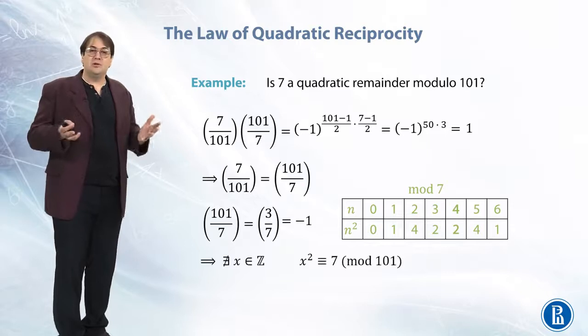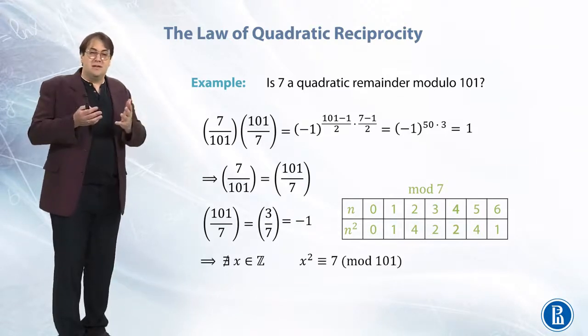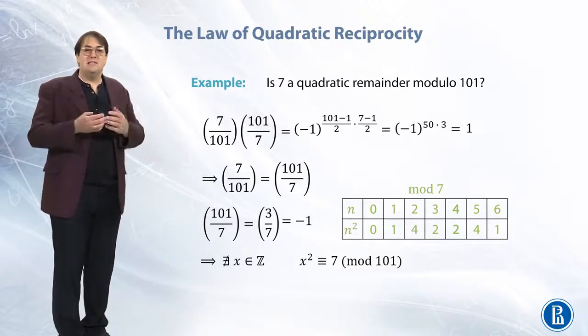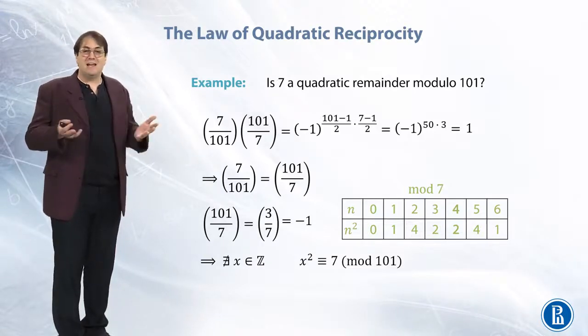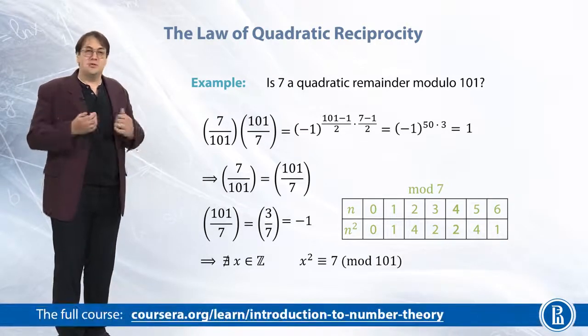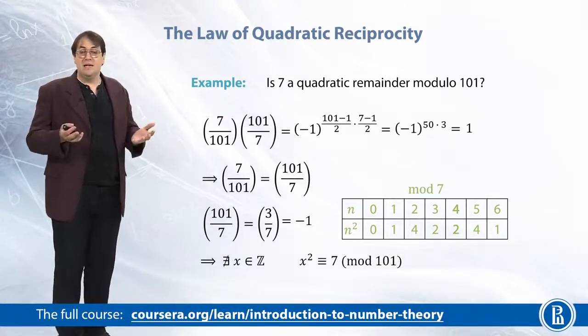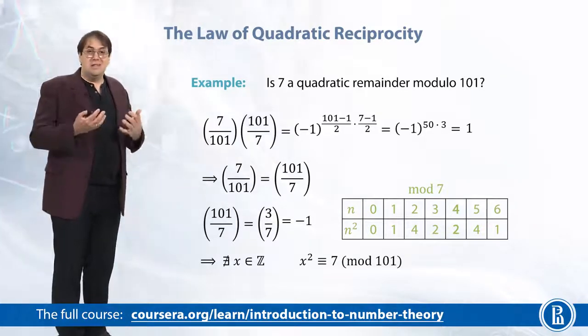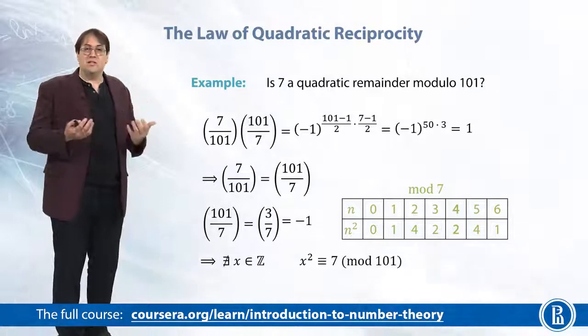Finally, the conclusion is that 7 is not a quadratic remainder modulo 101, and there exists no such integer x that x squared is congruent to 7 modulo 101. So this is a typical example of using the law of quadratic reciprocity.